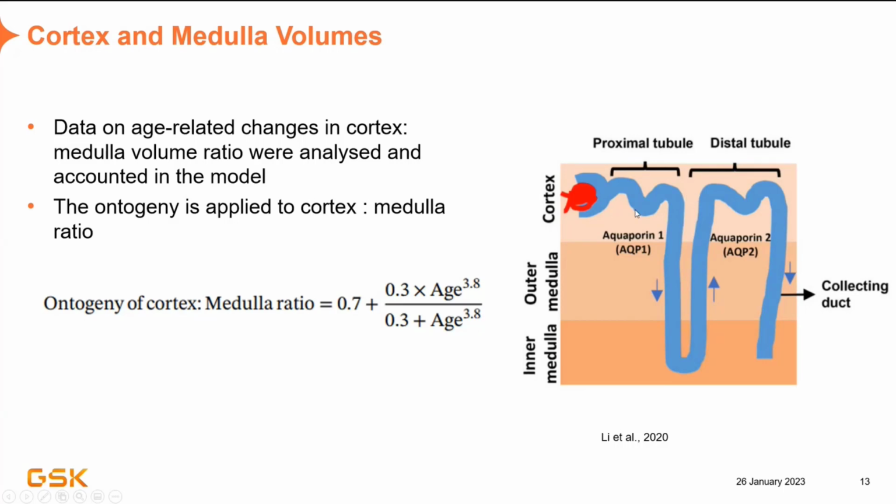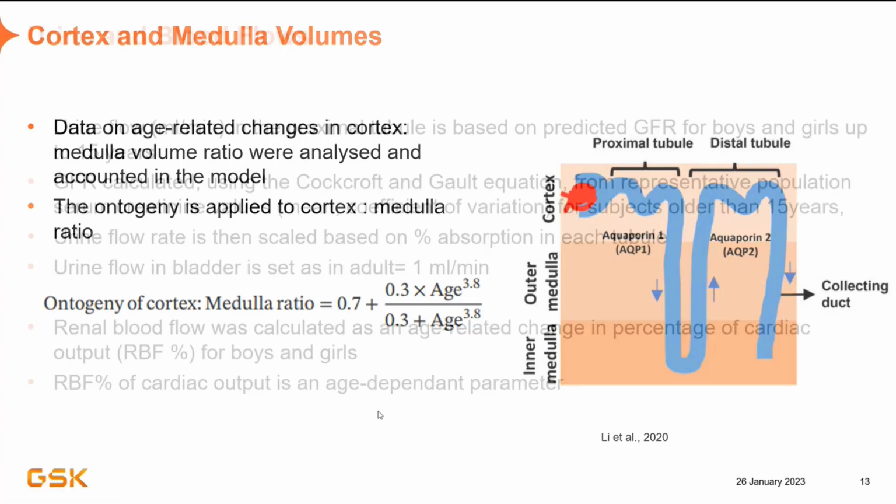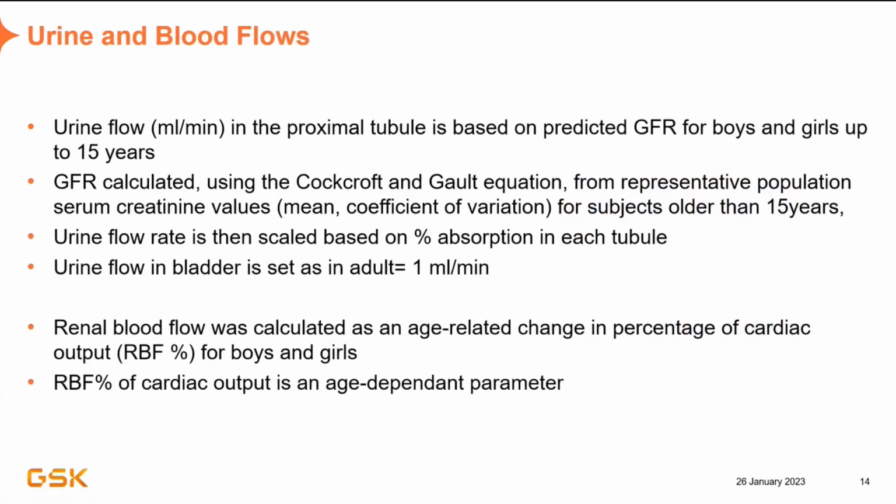Apparently the ratio of these two segments, cortex to medulla, is changing with age too, and there were some limited data on that, and we tried to fit an ontogeny model to show the age-related changes in this ratio. The adult value is 0.92, and this is a fraction of that. Urine and blood flow to the kidneys are also changing with age.